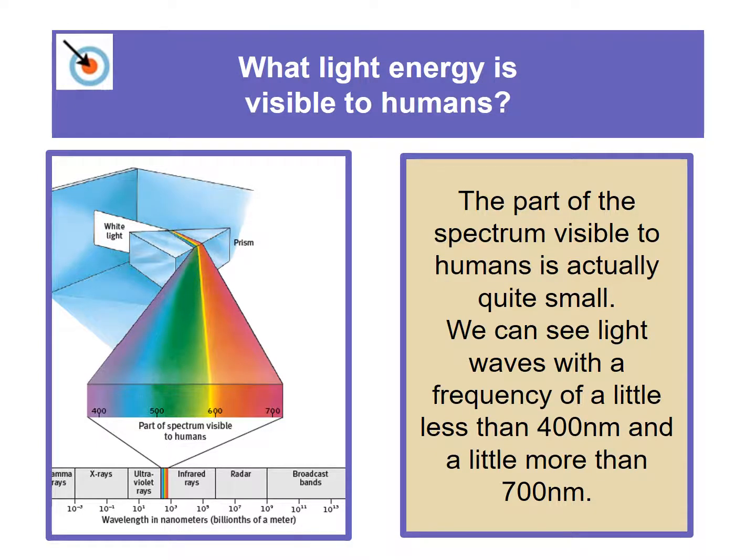So the part of the spectrum that's visible to humans is actually really small. We can see light waves with a wavelength of a little less than 400 nanometers and a little more than 700 nanometers. If you look at the left-hand side, the visible spectrum, you can see it goes from gamma rays, X-rays. This is the electromagnetic spectrum, the whole thing along the bottom from left to right. But the visible spectrum is in between UV rays and infrared rays. So that very, very small part, that's what's actually visible to humans. And we see it as Roy G. Biv, the colors of the rainbow.